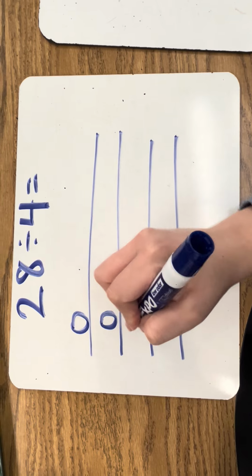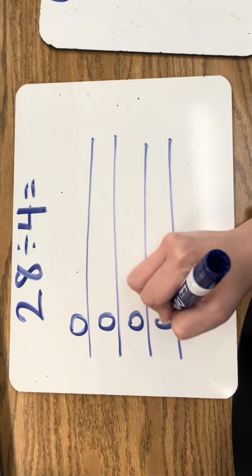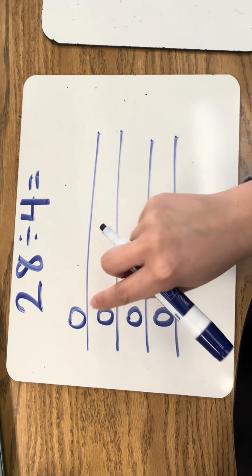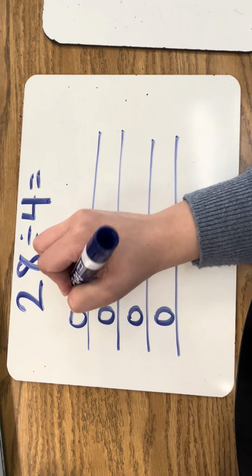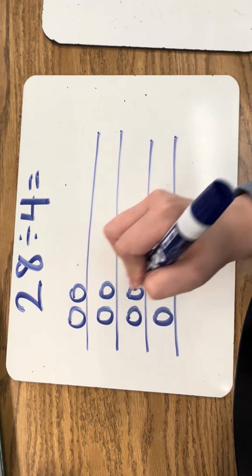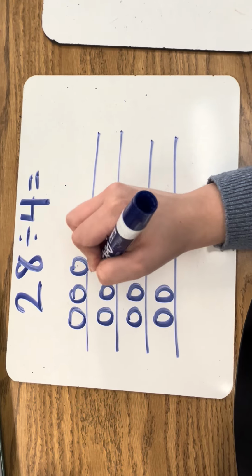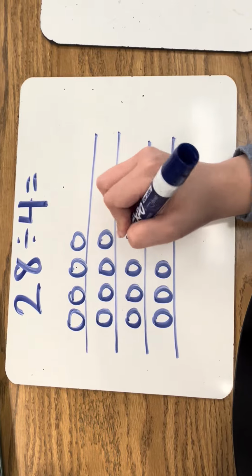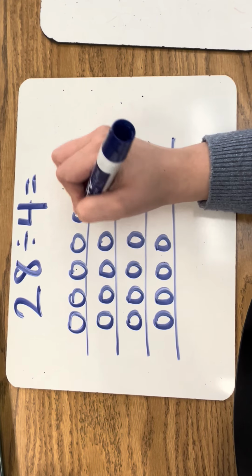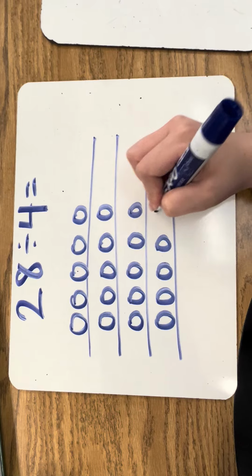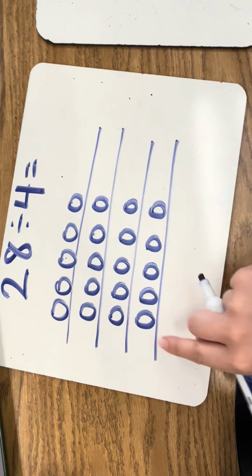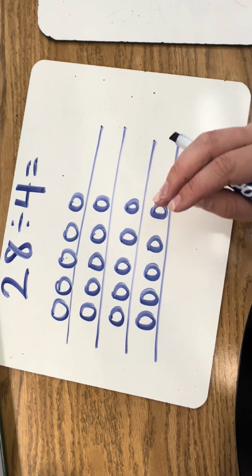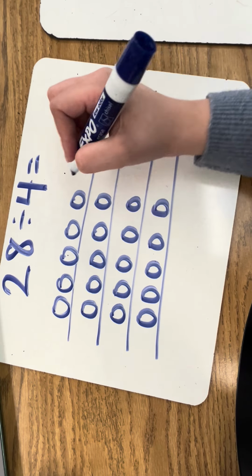1 for you, 2 for you, 1 for you, 1 for you, and I'm going to keep handing them out until I've given away 28. So 1, 2, 3, 4, 5, 6, 7, 8, 9, 10, 11, 12, 13, 14, 15, 16, 17, 18, 19, 20. Notice how I'm trying to keep my lines as straight as possible so I can tell if one group has gotten more than another.